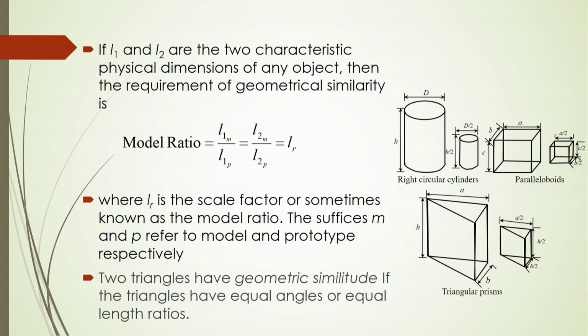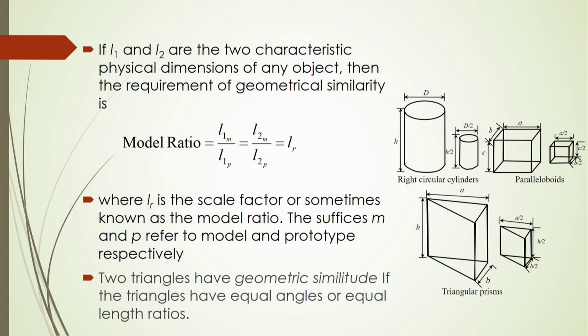So, Lr is the scale factor, and the model ratio is sometimes considered for the scale-up of processes. You have to keep this ratio constant, changing either L1 or L2 in such a way that the ratio remains constant. Accordingly you can scale up the system, the unit, just by keeping the ratio constant. And two triangles have geometric similitude if the triangles have equal angles or equal length ratios. So, these are the main important laws of geometric similarity.